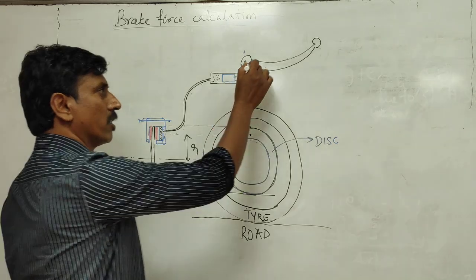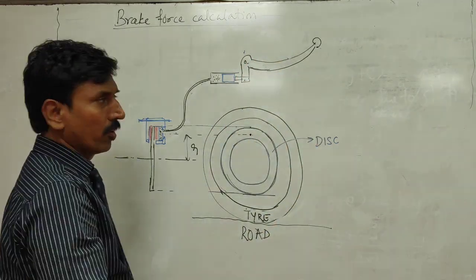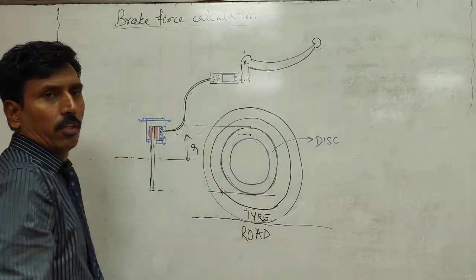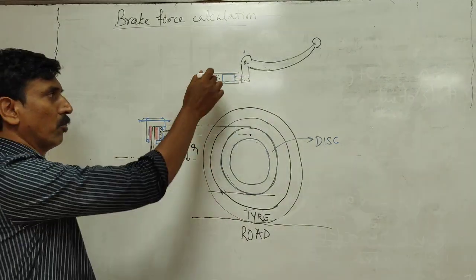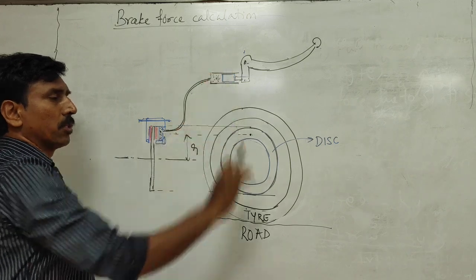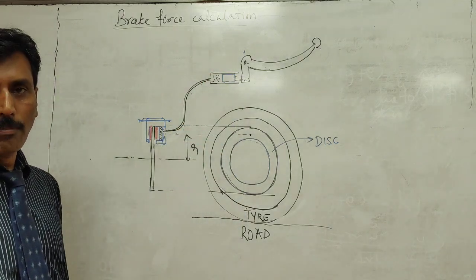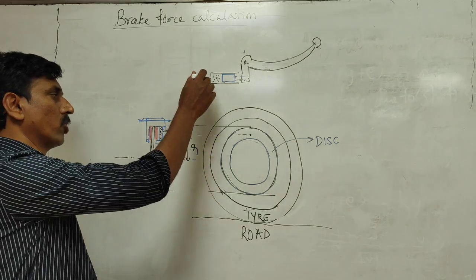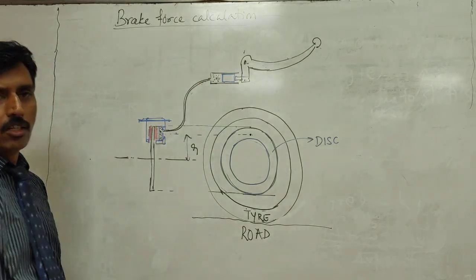So it is the brake lever. And now this brake lever operates a piston which actually pushes the hydraulic fluid here. So this system is called the master cylinder, which actually pressurizes the hydraulic fluid, and that hydraulic pressure is sent into what is called the wheel cylinder.